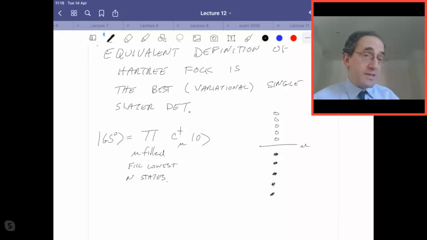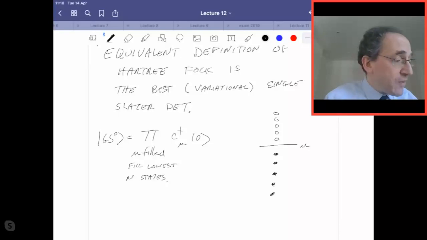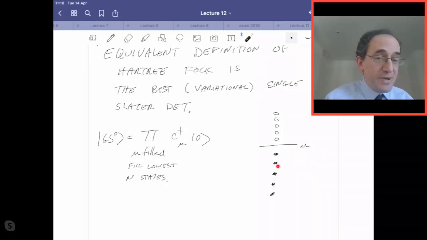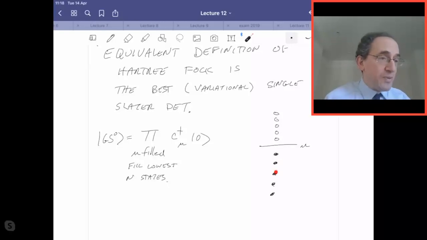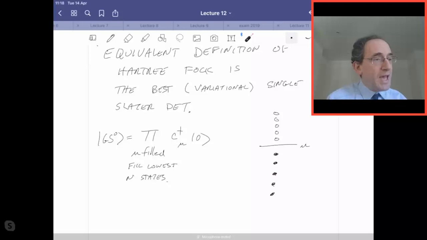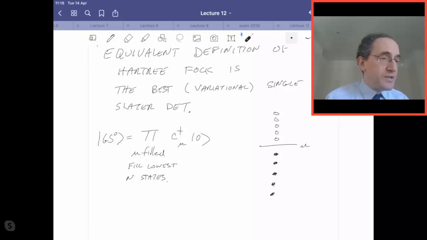This is the wave function I want to consider. I just want to figure out what these orbitals are, which I'm putting below the chemical potential. Now, my claim is that what we just calculated is going to give me the best possible orbitals down here. And the general strategy is going to be to do the following.